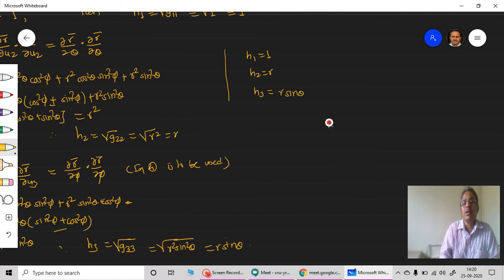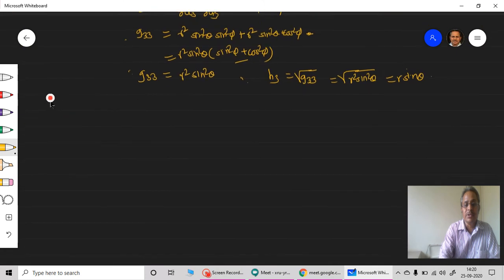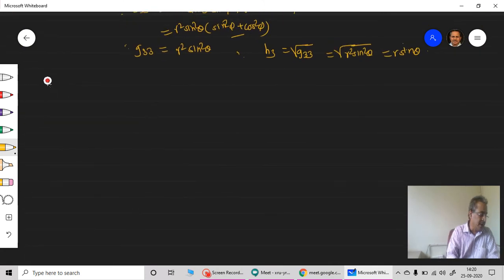Note that this is how we have calculated the metric coefficients and scale factors for this coordinate system, which is the spherical polar coordinate system. So in short, once again I'll write here, u1 is r, u2 is θ, u3 is φ, then h1 is equal to 1, h2 is equal to r, and h3 is equal to r times sin θ.